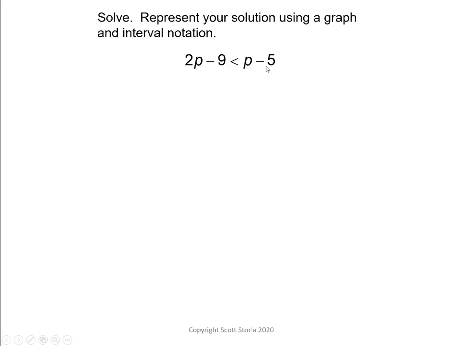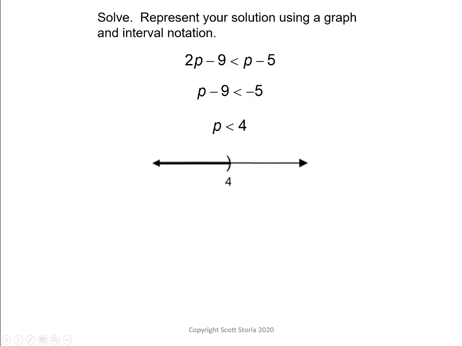So please solve this inequality and answer using a graph and interval notation. And let's continue with the strategy that when we combine to a single variable term, we'll go to the side with the greater coefficient. First, I'm going to subtract p from both expressions and simplify. Next, I'm going to add 9 to both expressions and simplify. I'm looking for values that are less than 4.